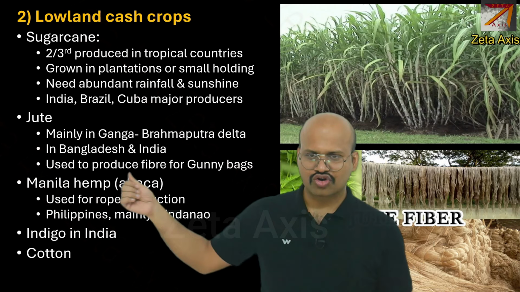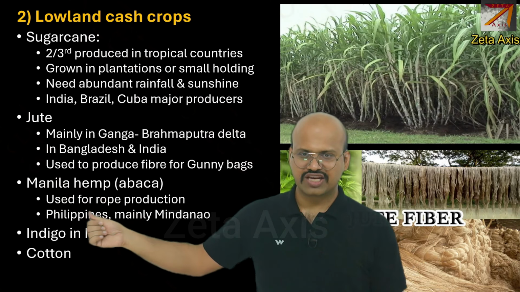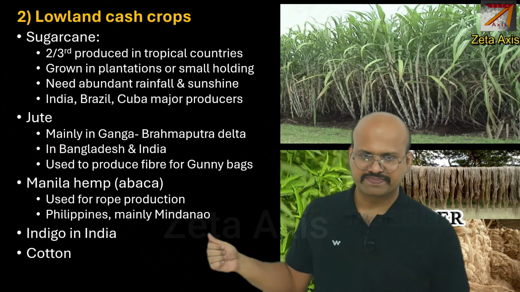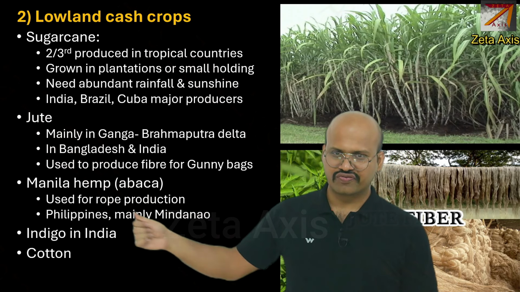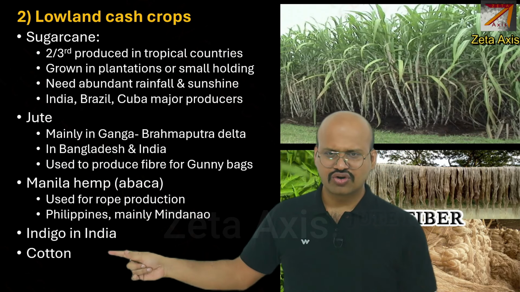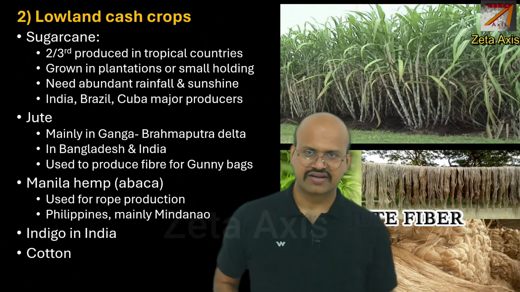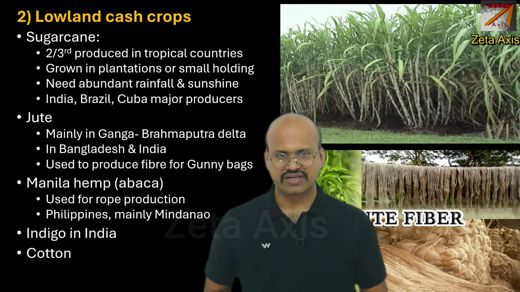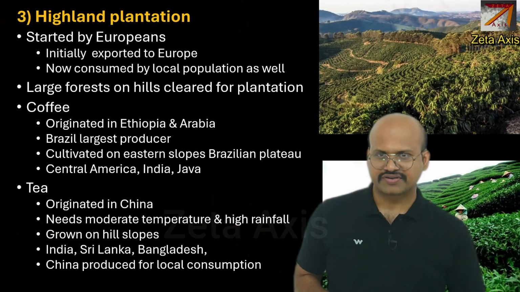Then there is another crop, Manila hemp, which is mainly grown in Philippines and that too in a specific region. It is grown for rope production. Indigo, cotton, and there are several other cash crops which are grown in the tropical monsoon climate.